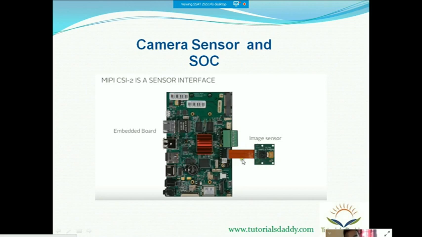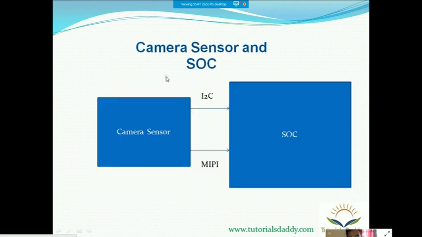So here you can see this diagram. This is our MIPI CSI cable which is connected to the camera sensor. Our camera sensor is connected to the SoC by two interfaces. One is the MIPI interface, another one is the I2C interface. The I2C interface is used for controlling the camera sensor from the SoC side. Let's say you want to change the resolution settings, change the camera mode, or change the FPS. Any setting, starting the camera, stopping the camera, or any command you want to pass to the camera sensor from the chipset side, that will happen through I2C.